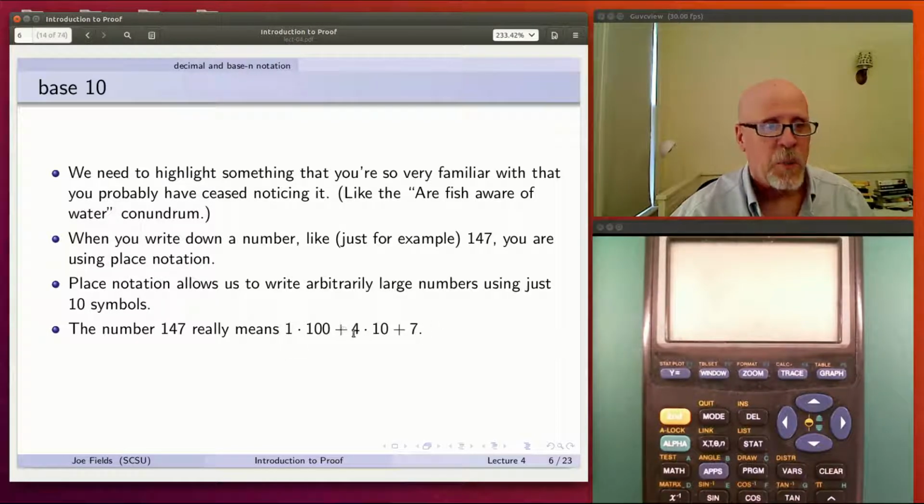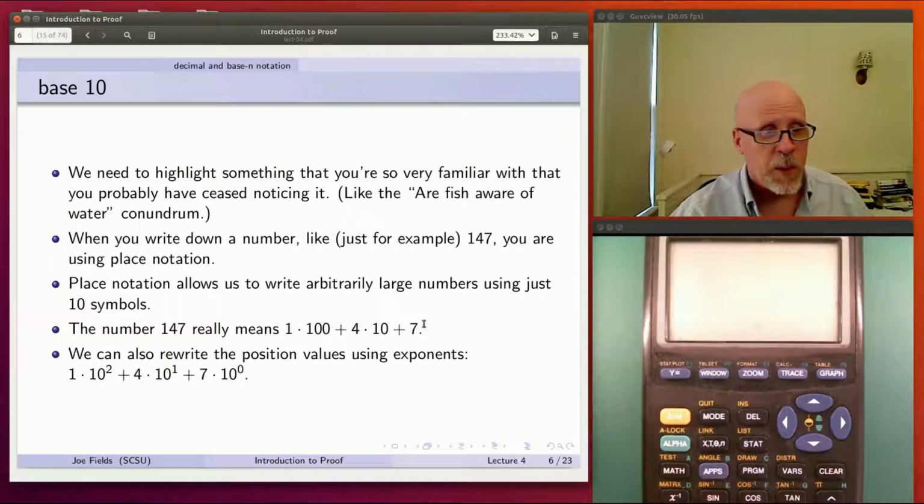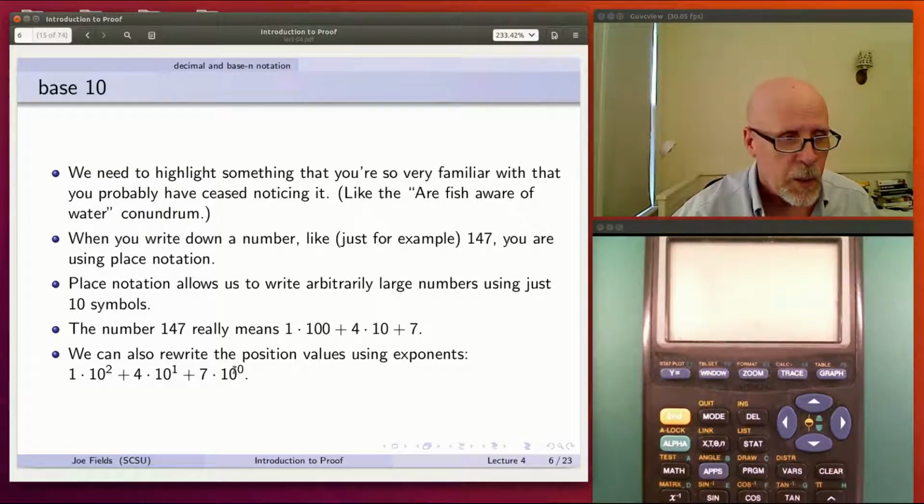The ones in the hundred place, the fours in the tens place, the sevens in the units place. I sometimes like to write this out with the places really written using exponents. So that's the 10 squared place where the 1 is. The 10 to the 1 place is where the 4 is, and the 10 to the 0 place, because anything to the 0 power is 1, that's the units place.